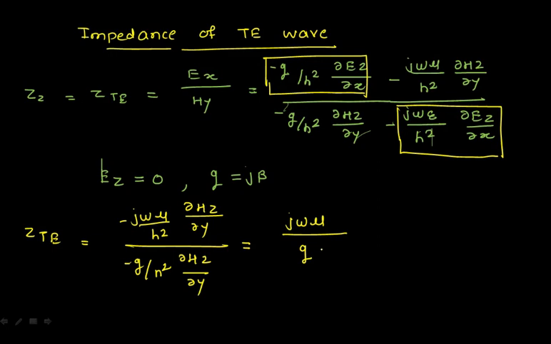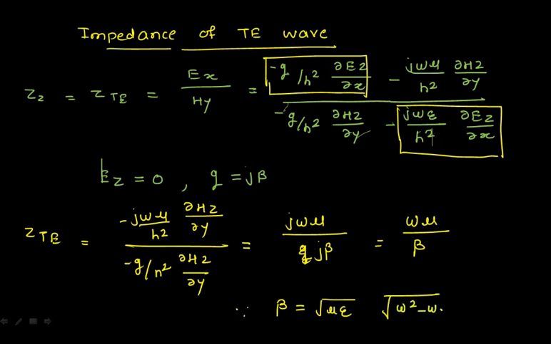Now again, as we have discussed previously, j will get cancelled because I'm putting gamma equal to j beta. Again I'll get the same kind of thing, omega mu divided by beta. And as we know, beta is nothing but the phase constant, and you are putting the value of beta here. Just put whatever is simplified: square root of mu epsilon times omega square minus omega c square. So if you put that value here, ZTE is equal to omega mu divided by square root of mu epsilon, then you can say omega square minus omega c square.